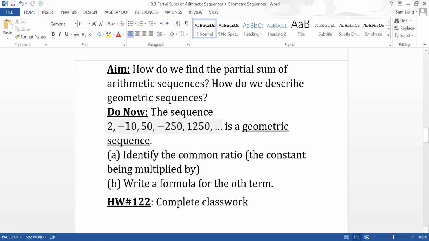And you have this geometric sequence right here: 2, negative 10, 50, negative 250, and 1250. For part A, I want you to identify the common ratio, which is the constant that is being multiplied by. And for part B, I want you to write a formula for the nth term. Part A should be pretty easy. Part B, you have to think about for a bit. But see if you can answer these, and we'll talk about it in, say, 30 seconds.